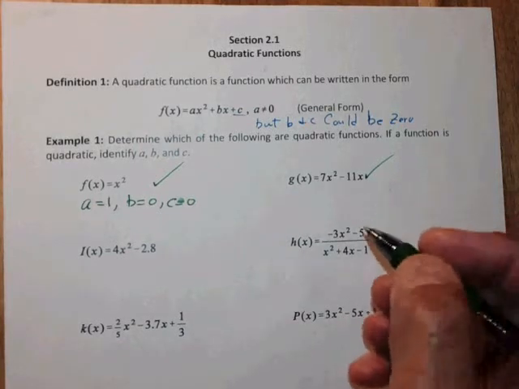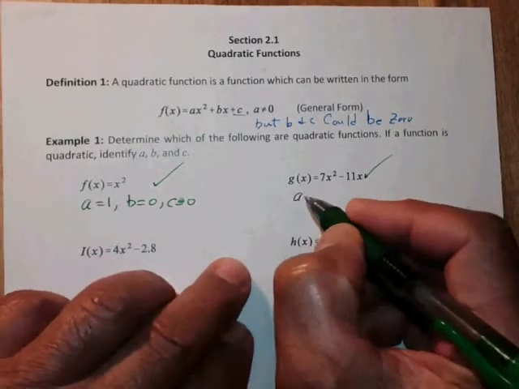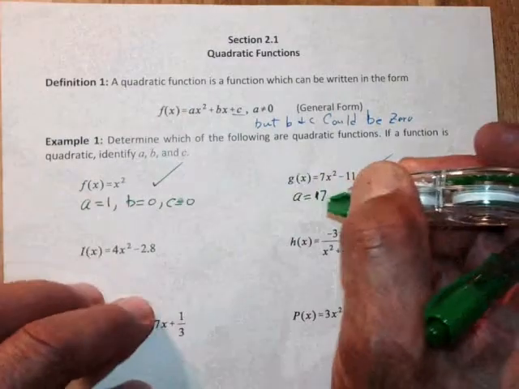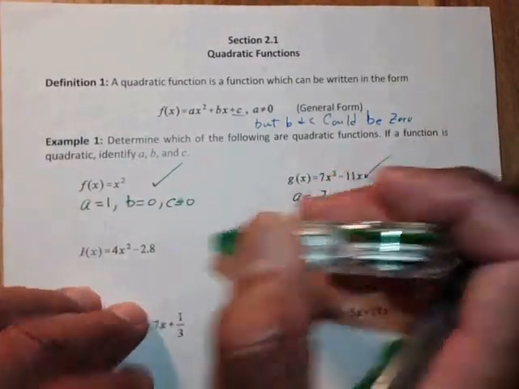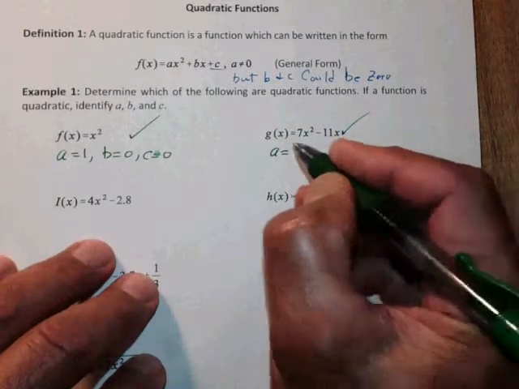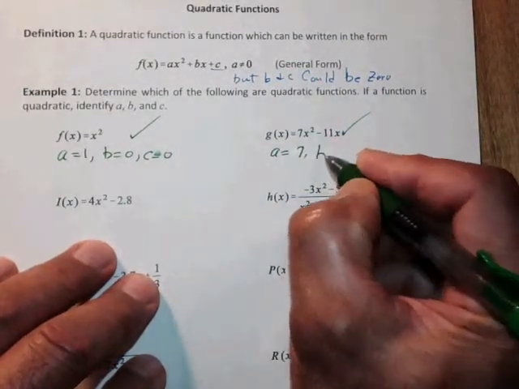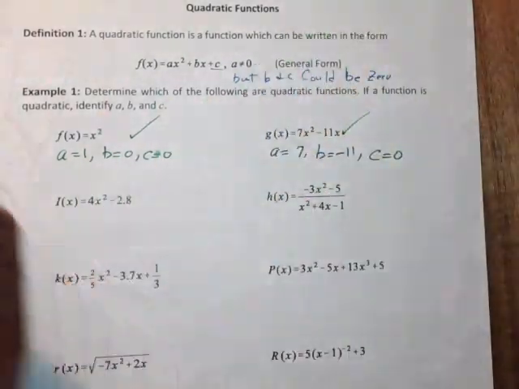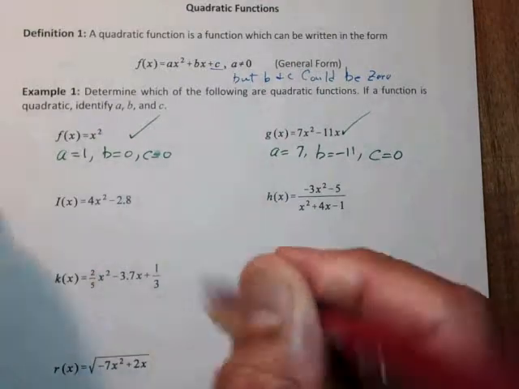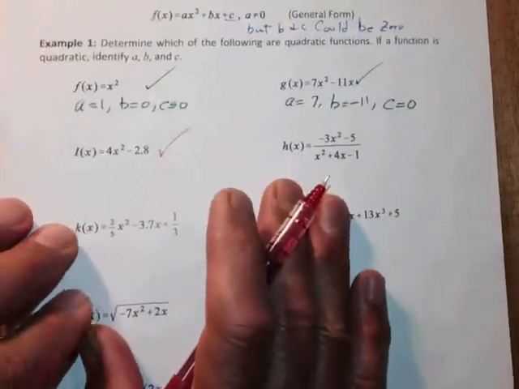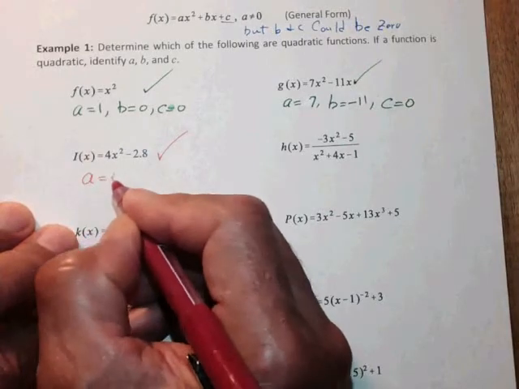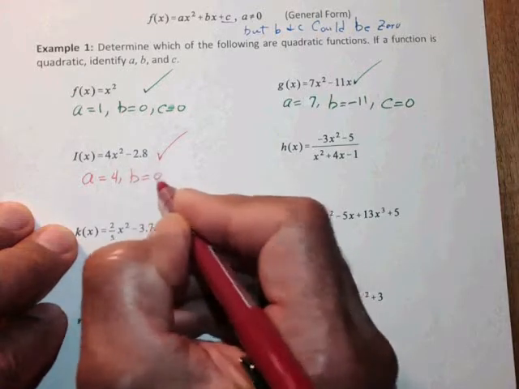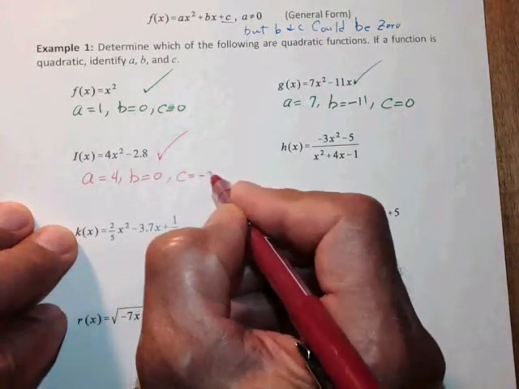Then a is 7, b is negative 11, and c is 0. This one is quadratic. A is 4. See, there is no x to power 1, that means your b is 0, and c is negative 2.8.